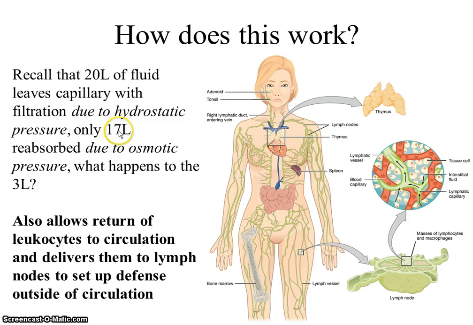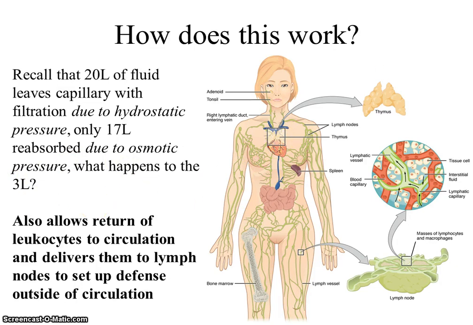Now, only 17 liters of this are reabsorbed, and this is on the venular end, and we said, again, reinforcing, that this is due to osmotic pressure, which is the pressure of these large proteins and molecules that stay in the blood, that never left the blood. So that difference is 3 liters, and that's quite a bit in the scheme of things. That would probably be about your plasma volume. So how do I get this back? That's what we're going to talk about here in this chapter.